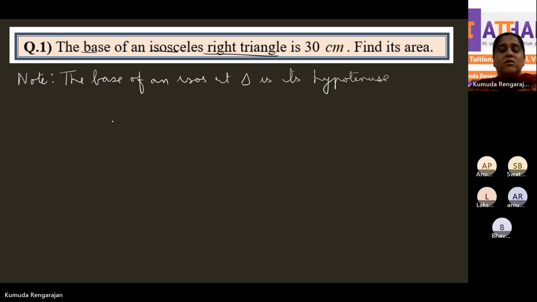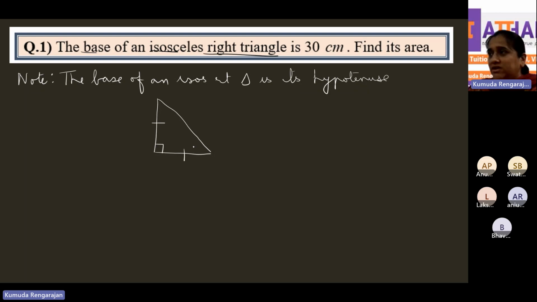Okay. So now see, it's like this. It's a right triangle and it's isosceles. So these two sides are equal because the hypotenuse is the longest side. That cannot be equal to any other side because that's the longest side. So it goes without saying that these two sides are equal. That is, the legs are equal. They're called the legs of a right triangle. So this is called the base.